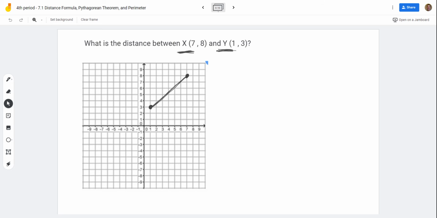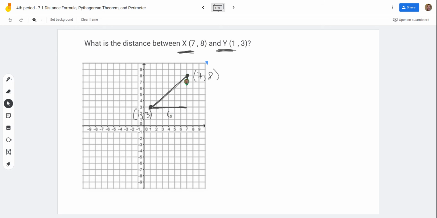In order to do this, I have the point here at 1, 3, and I have this point here at 7, 8. So now for the horizontal part of my triangle, I just have to count what that side length is. So at 1, 3, I'm going 1, 2, 3, 4, 5, 6. This side length is 6.